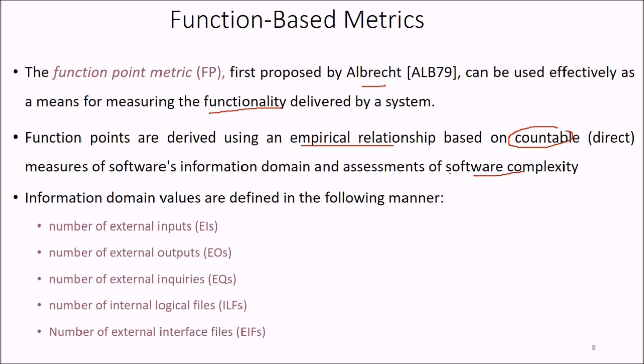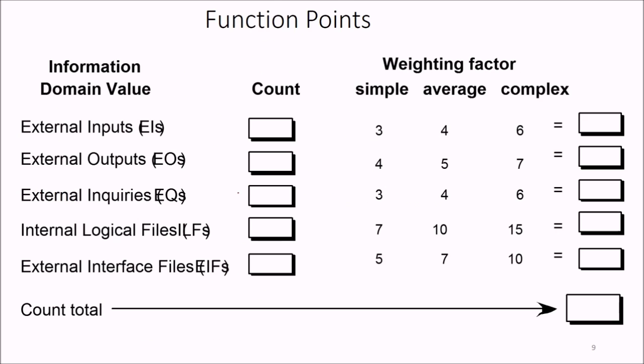The information domain values defined in the function point metric are: first, the number of external inputs, the number of external outputs, the number of external inquiries, the number of internal logical files, and the number of external interface files. So external input, external output, external inquiries, internal logical files, and external interface files. All these are important as far as function point metrics are concerned.